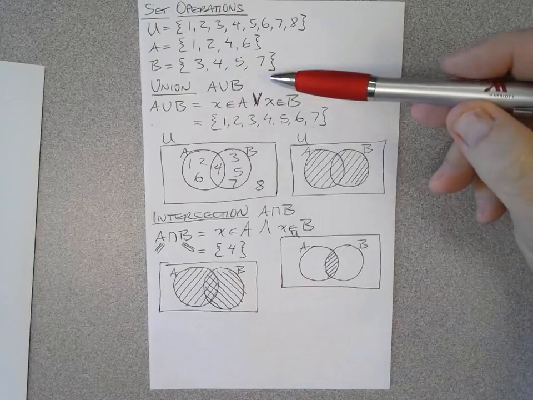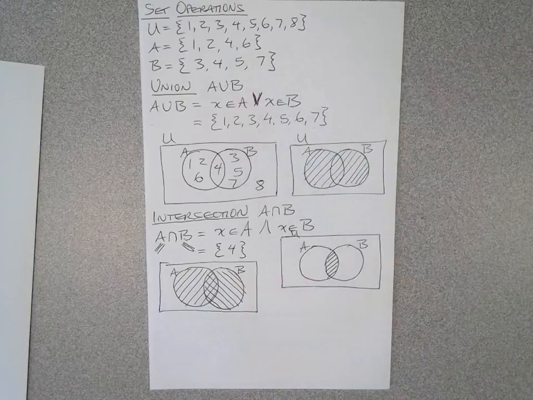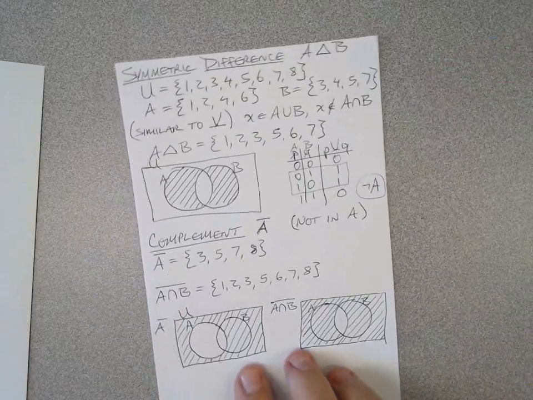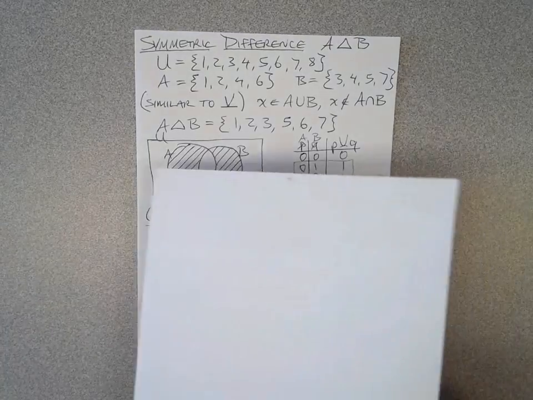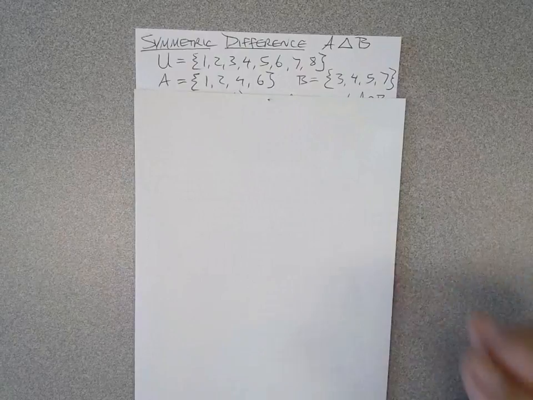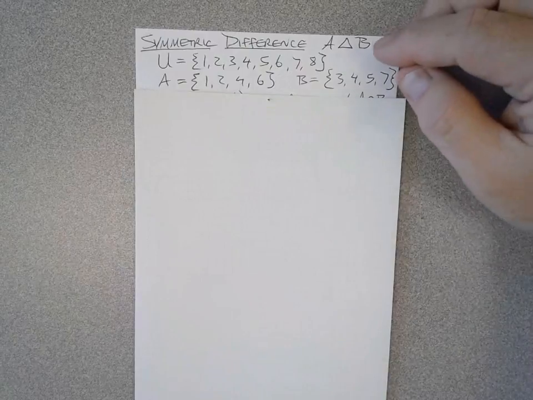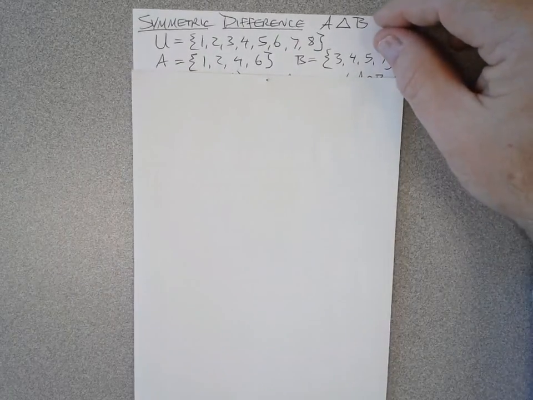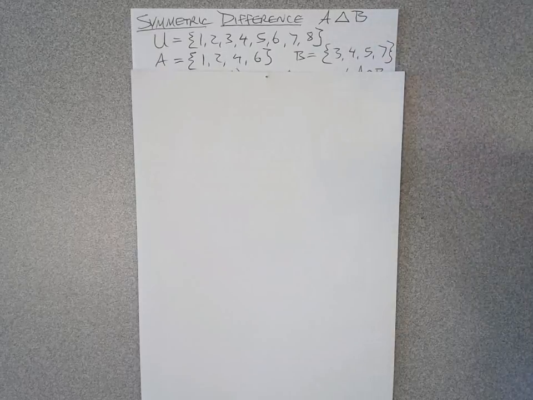Okay, first two operations, union and intersection. The second page here will talk about some of these other operations. The third one is the symmetric difference. The symbol for that is a triangle, similar to the delta that we use in calculus. We're talking about the change.